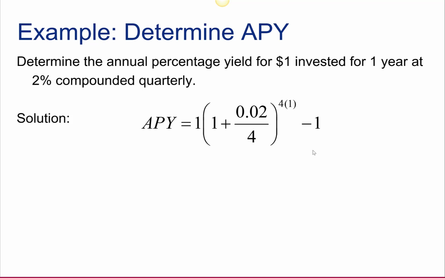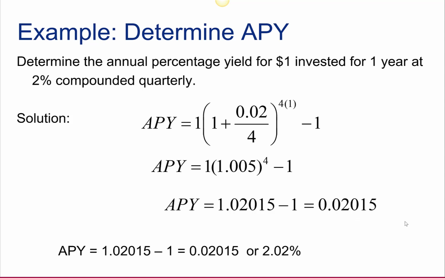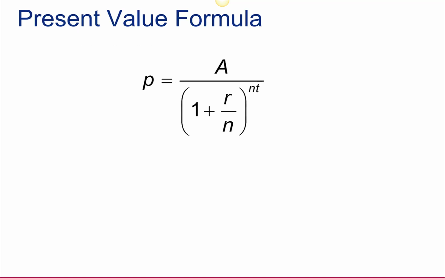So here's our formula. Quarterly is 4 periods per year. The interest rate was 0.02. I simplify inside the parentheses first, divide 4 into the 0.02, add it to 1, and raise that to the 4th power. And then finally, the last step is to subtract 1. So a 2% interest rate compounded quarterly is the same thing as a simple interest rate of 2.02%. The APY is always going to be slightly larger than the quoted compounding rate.